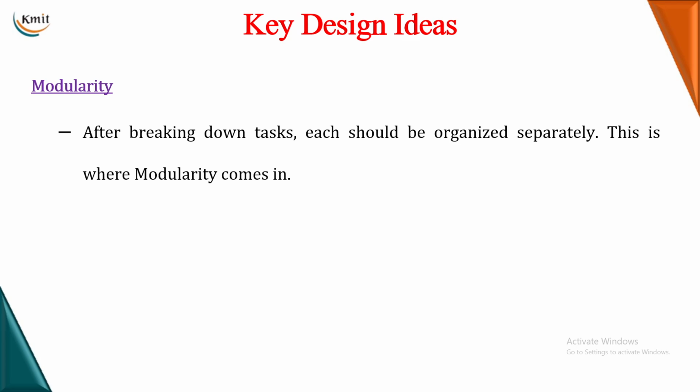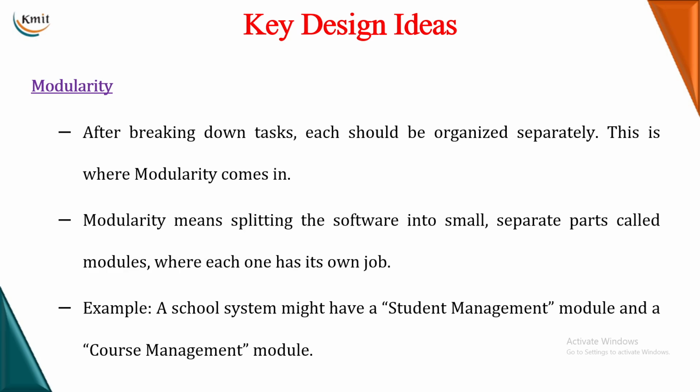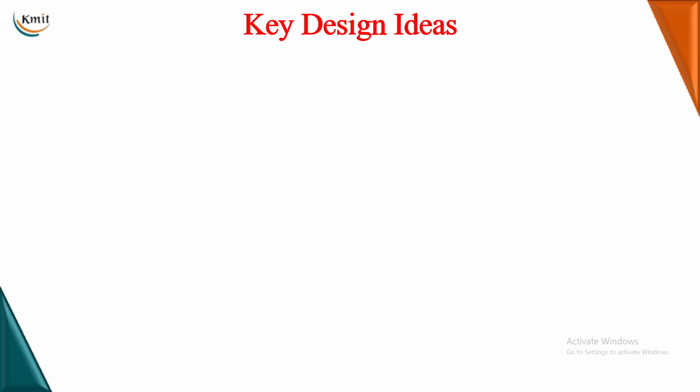The next one is modularity. Modularity, as you know, is dividing your bigger software into small independent parts called modules, and each module will perform a specific task. For example, if you have a school management system, you can have a student module, a teacher module, and a course module. Each will be performing certain individual tasks. That is called modularity.